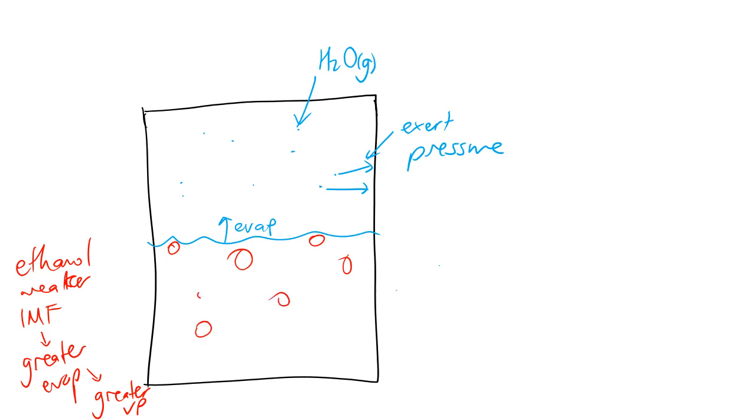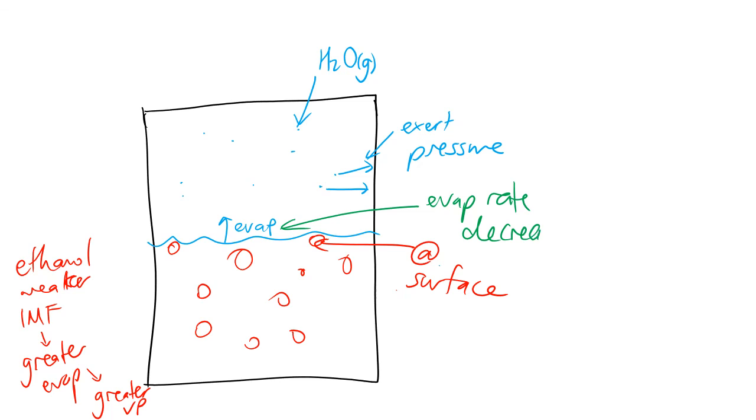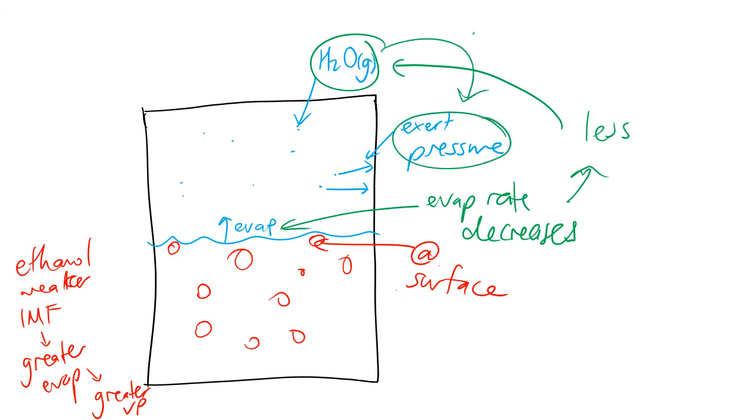If you start adding solute particles to your solution, all of a sudden you have some particles at the surface. What happens to the rate of evaporation if you've got some particles at the surface? The evaporation rate decreases. If you have less evaporation rate going, that means you have less H2O gas, and if you have less H2O gas, you have less pressure. All right, and that's why the vapor pressure decreases when the solute is added. All right, that's the concept.